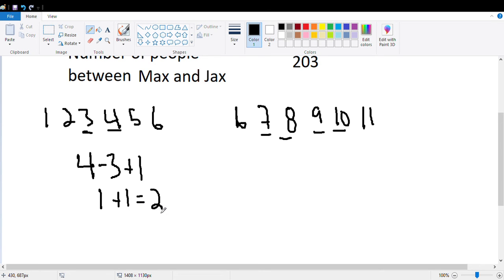And in the other question, if we were trying to find the numbers between 11 and 6, not including 11 and 6, we can do 10 minus 7 plus 1. You see, 10 minus 7 is 3, plus 1, and we get 4, which is what we found. 1, 2, 3, 4 numbers. We're going to use this.